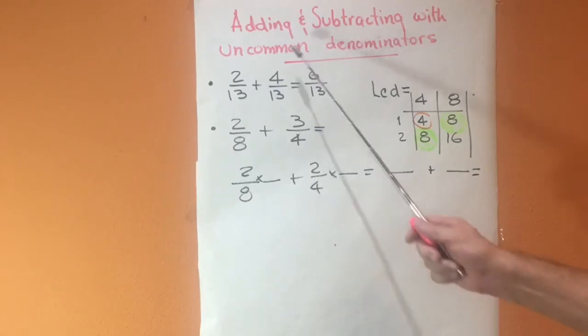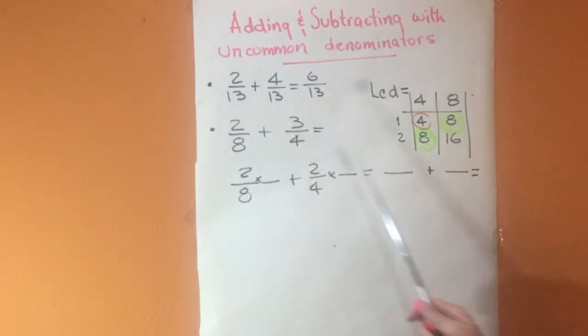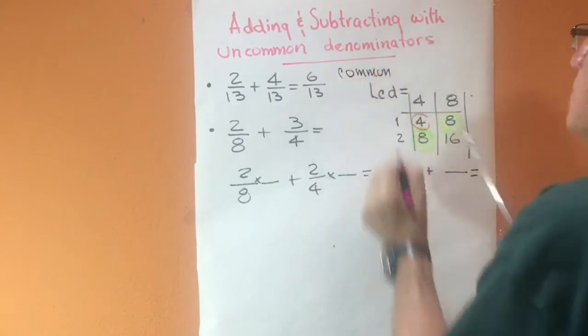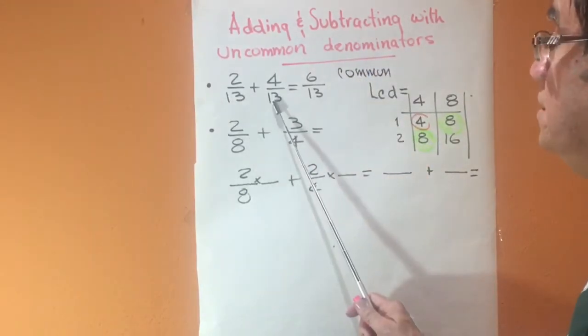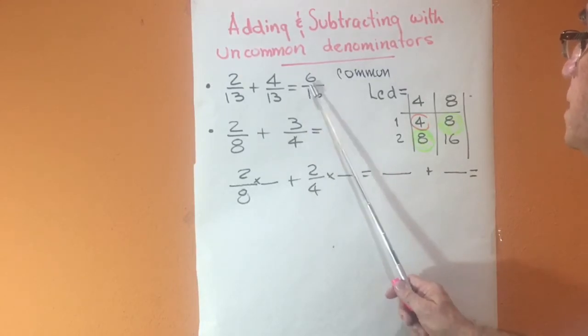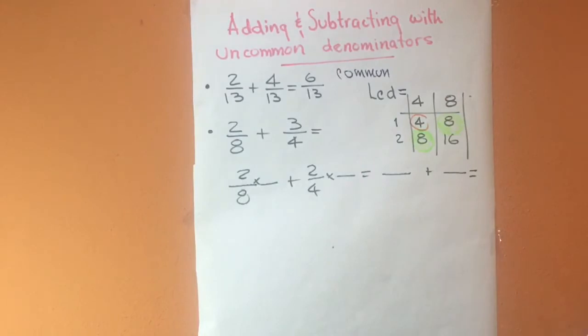Today's topic is adding and subtracting fractions with uncommon denominators. As you can see, these are common fractions because they have the same denominator. And this addition is very simple because we only need to write the denominator and add numerators. In this case, 2 plus 4 equals 6, so there's no problem.